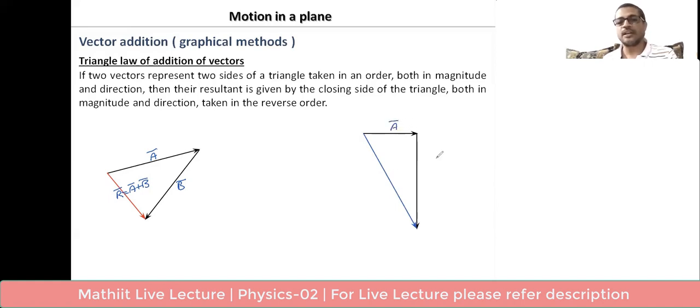So this is vector A, this is vector B, and this is the resultant of A plus B. Like that, you can choose any example, as long as it gives you the facility of completing a triangle. That is safe. Done? Shall we move on to the next one?